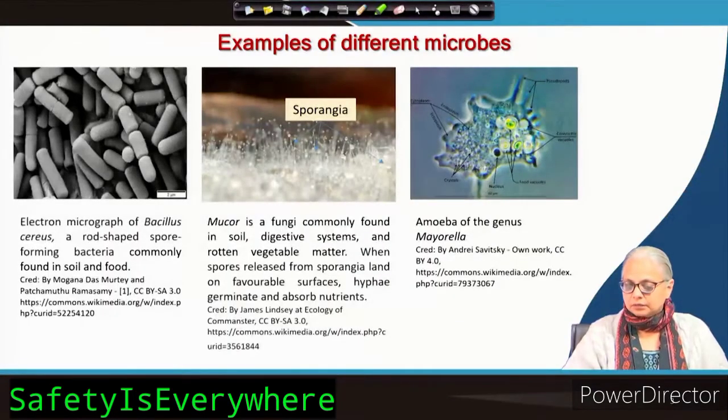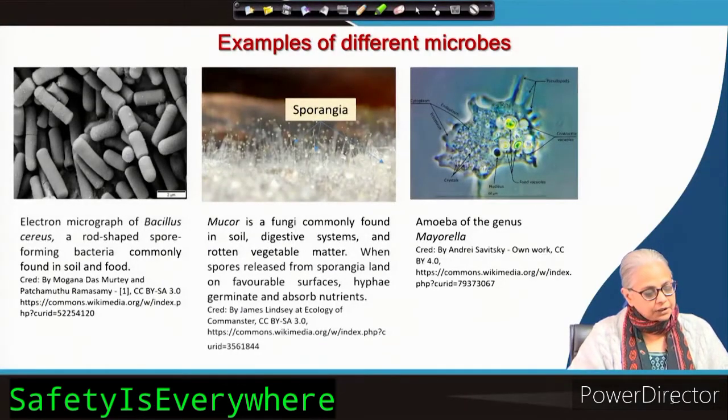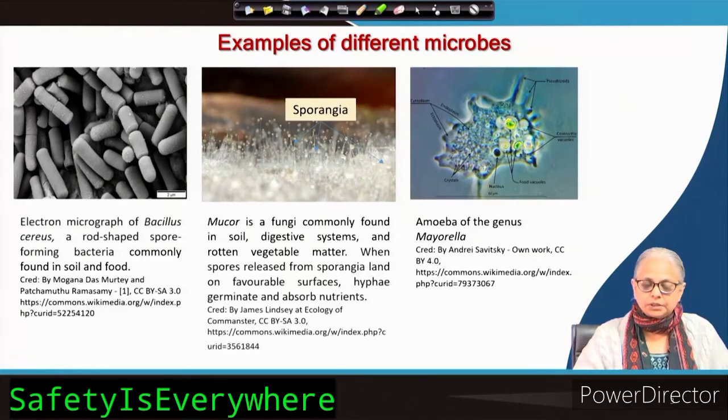So let's take a quick look at some different types of microbes. Here I have some examples, mostly graphics, where in the first case we have an electron micrograph of a Bacillus cereus. So these are rod-shaped spore-forming bacteria. They are very common in soil and food, and we will go into some details about these kinds of bacteria in subsequent topics. In the second graphic, what you can see is a fungi.